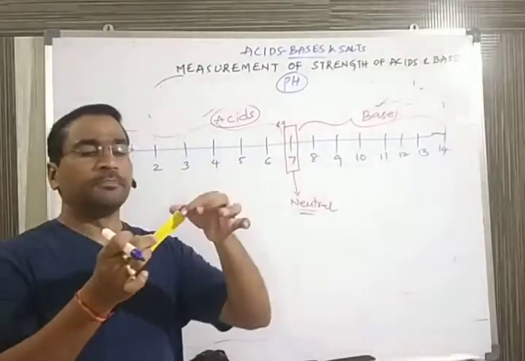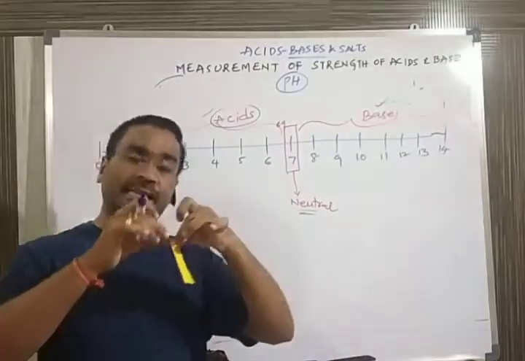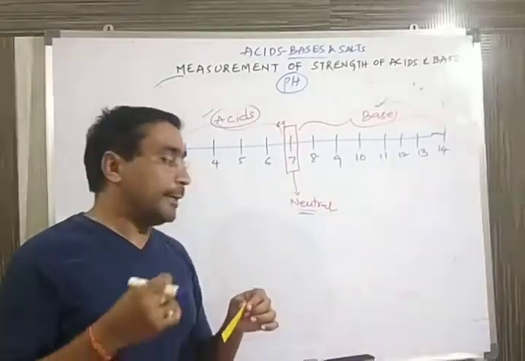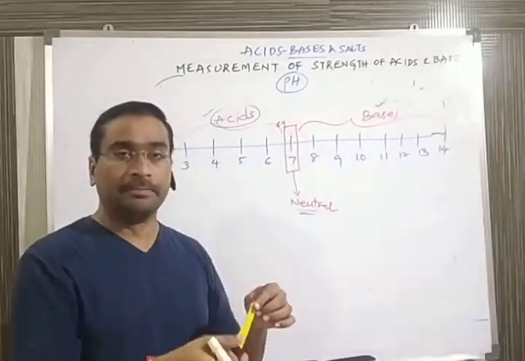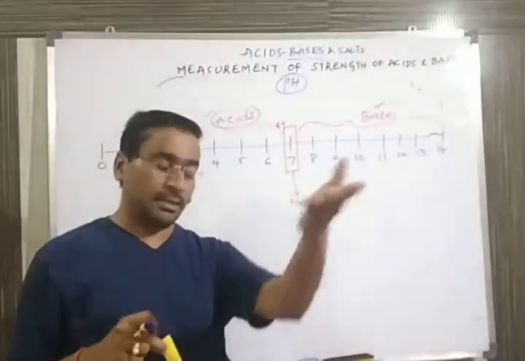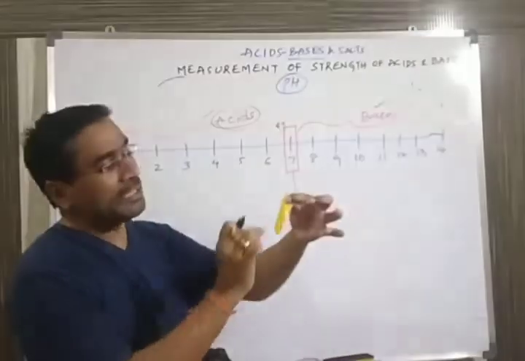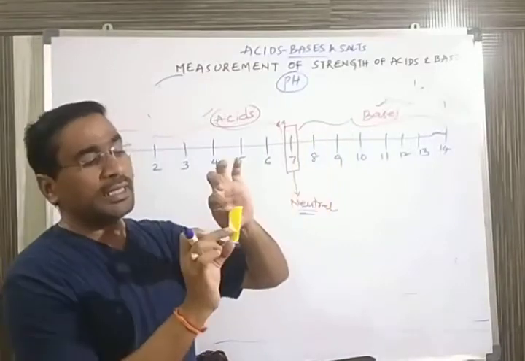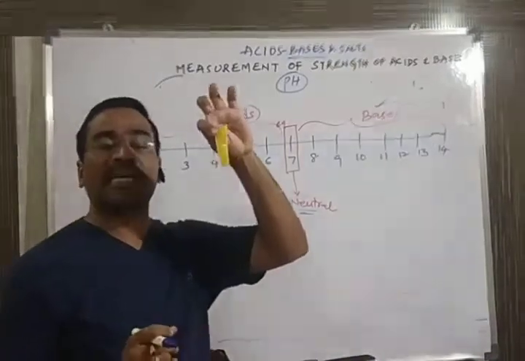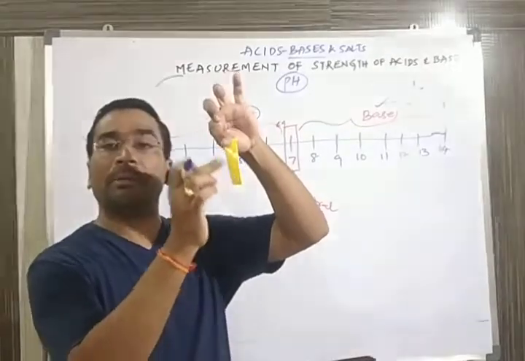What happens is that you take this paper and dip it in any substance you want. It may be the water you are drinking, or saliva, milk, or tomato juice. As soon as you dip the pH paper in it, we observe that, based on the strength, how many H plus ions are there, the color of the pH paper will change.